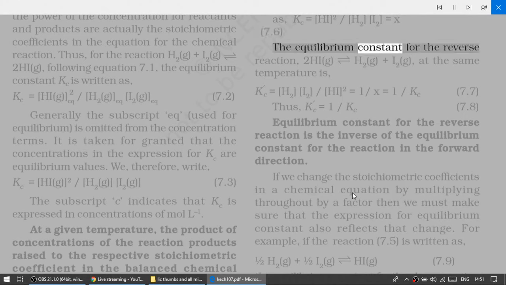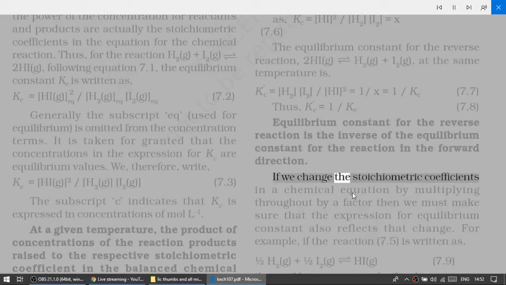The equilibrium constant for the reverse reaction 2HI(g) ⇌ H2(g) + I2(g) at the same temperature is K'c = [H2][I2] / [HI]² = 1/x = 1/Kc (7.7). Thus K'c = 1/Kc (7.8). The equilibrium constant for the reverse reaction is the inverse of the equilibrium constant for the reaction in the forward direction.